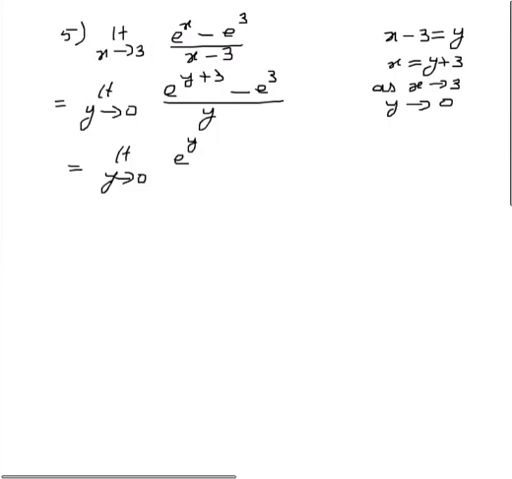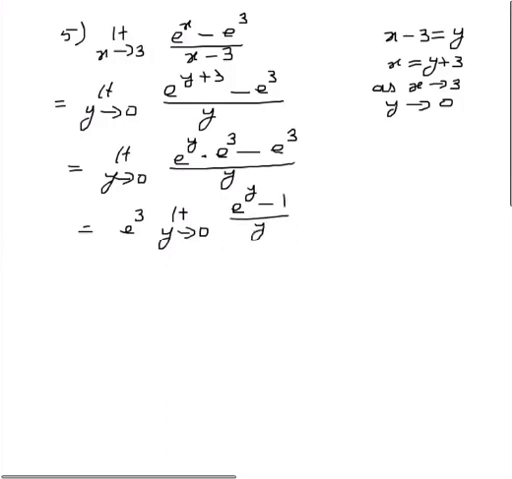Let us write this as e raised to y times e raised to 3 minus e raised to 3, divided by y. e raised to 3 is common and it is a constant. It can be taken outside the limit y tending to 0 of e raised to y minus 1 divided by y. By the formula it becomes 1. Therefore the answer is e cube.